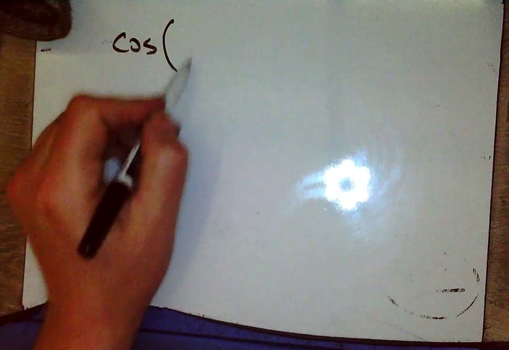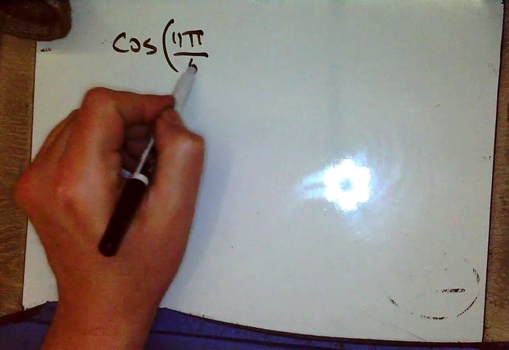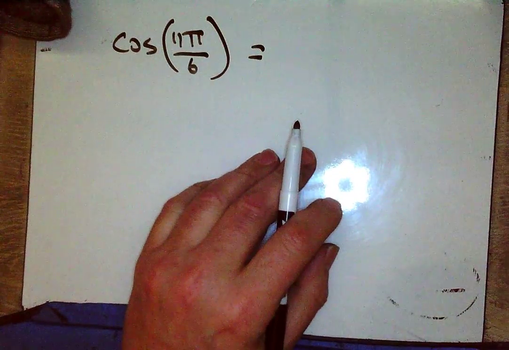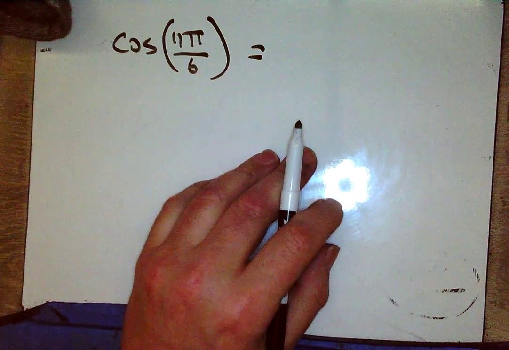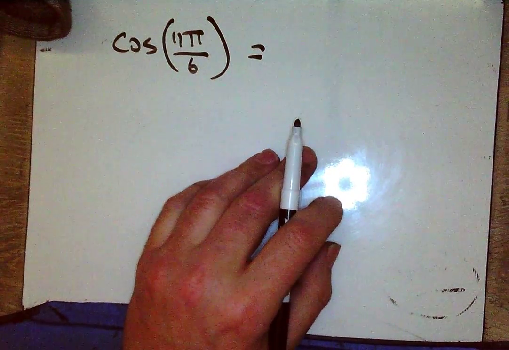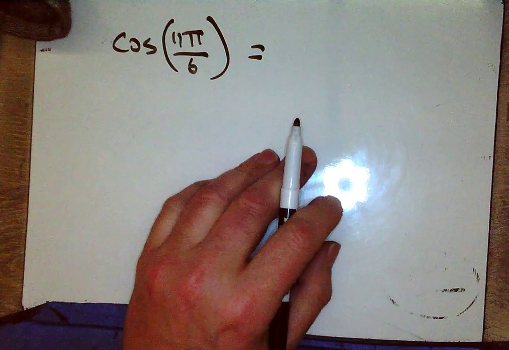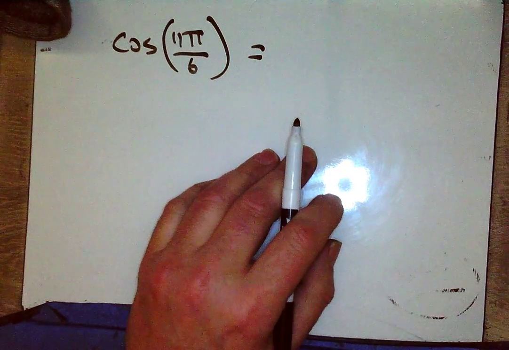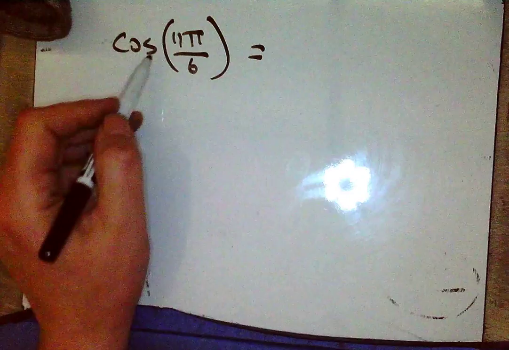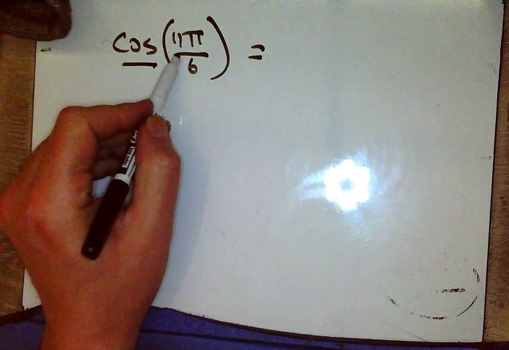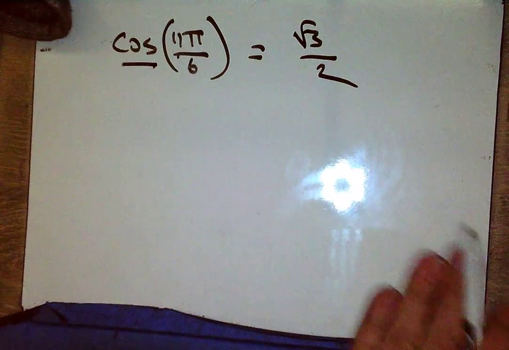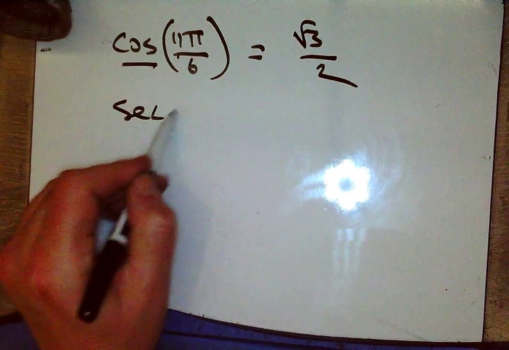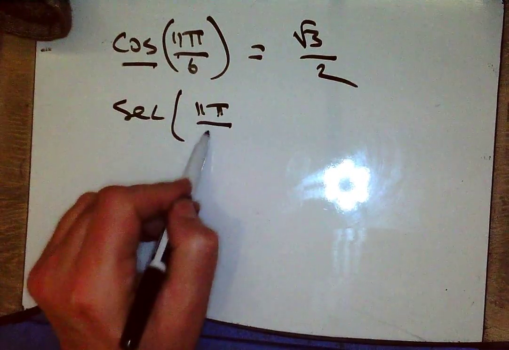How about cosine of 11 pi over 6? 5, 4, 3, 2, 1. Well, I know cosine is the x value, and the x value of 11 pi over 6 is positive root 3 over 2. Hey, what about the secant of 11 pi over 6?